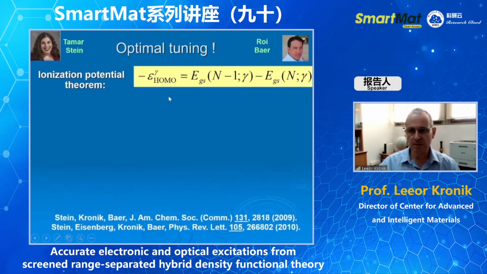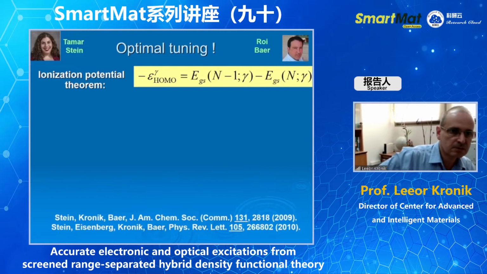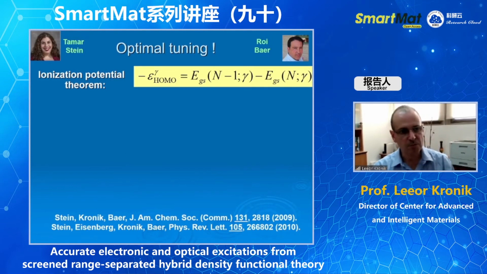So what we did instead, and that is work that was started with my friend Roy Baer at the Hebrew University and his student Tamar Stein, who was working with both of us and is now herself a faculty member at the Hebrew University, is to bring back our old friend, the ionization potential theorem that I told you about a few minutes ago. Remember that I told you that in the exact functional, minus epsilon HOMO is the total energy difference between cation and neutral, so the ionization potential energy.